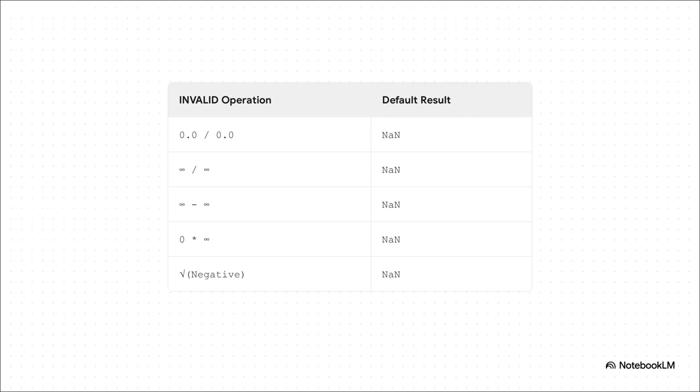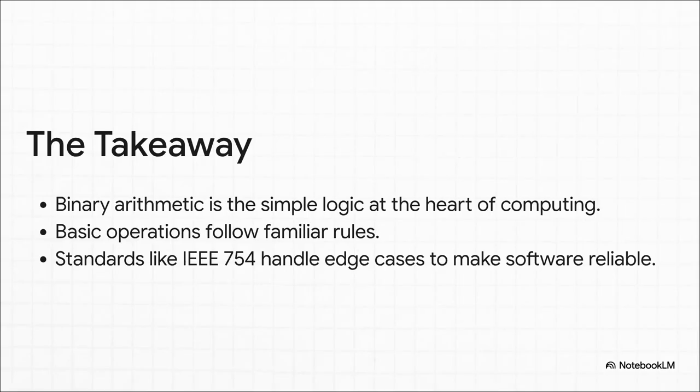And it's this predictability that allows us to build the complex, reliable software that works the same way for everyone, everywhere. So what's the big takeaway from all this? Well, the entire digital world, with all of its mind-boggling complexity, is built on the super simple, elegant foundation of binary math. And for all the messy, unpredictable parts of reality, we have the IEEE 754 standard, a silent guardian that makes sure our digital world isn't just powerful, but also incredibly reliable.